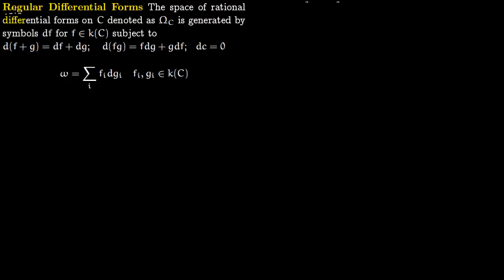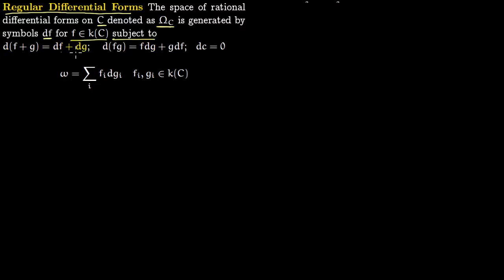In this lecture, we talk about regular differential forms. So the space of rational differential forms on a curve C, this is denoted as omega subscript C. This is generated by symbols of the form df, where f lies in the function field of the curve. This is subject to standard relations which we have studied in differentiation.